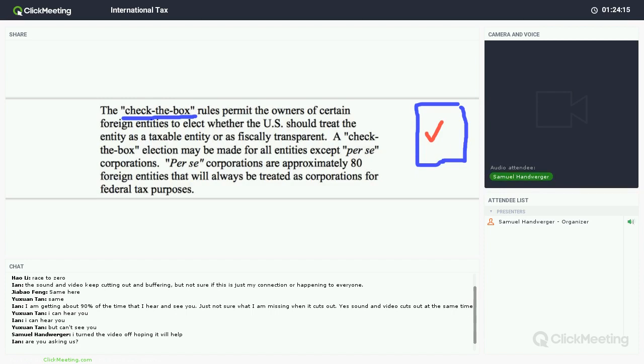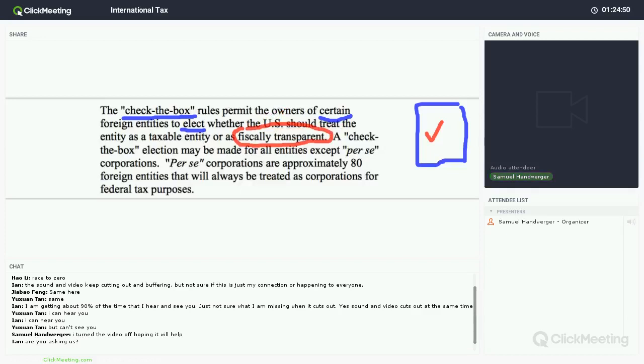And the check the box rules allow owners of certain foreign entities, notice the word certain there, to elect, or check the box if you want to call it that, whether the U.S. should treat the entity as a taxable entity, meaning a corporation, or as fiscally transparent. And what does fiscally transparent mean? That's important here. It means one of two things. If it's one owner, it's a sole proprietorship. And if it's two owners, it's a partnership.